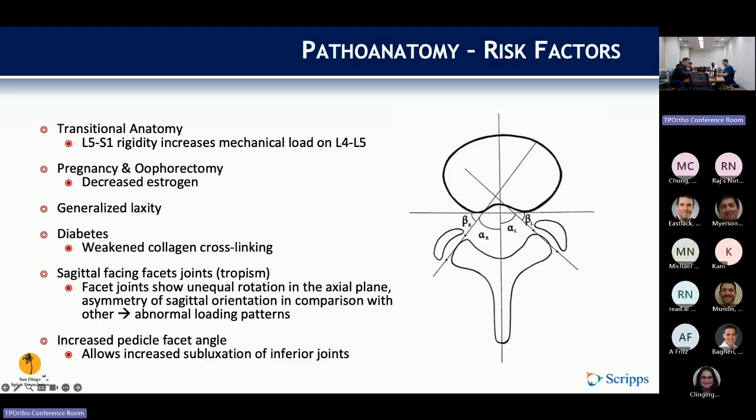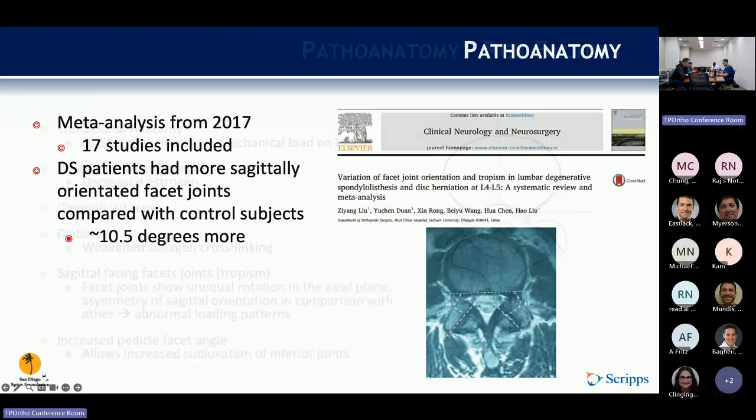Sagittally oriented facets in the axial plane show abnormal loading patterns, which can expedite the degenerative process as well. You can picture that diagram on the right there. If the facets are more sagittally oriented, there's not a lot stabilizing any sort of anterior-posterior translation. And again, increased pedicle facet angle ultimately allows for increased stabilization of the inferior joints as well. Here's a meta-analysis from 2017, which ultimately included 17 different studies, which highlighted this concept of sagittally oriented facet joints. It further showed that patients with degenerative spondylolisthesis had about 10 degrees more sagittally oriented facet joints on average compared to age-matched controls.